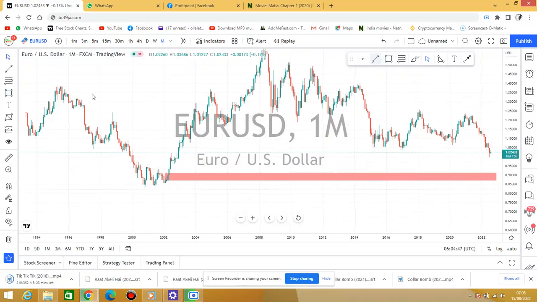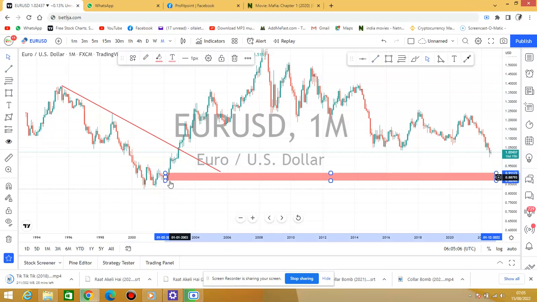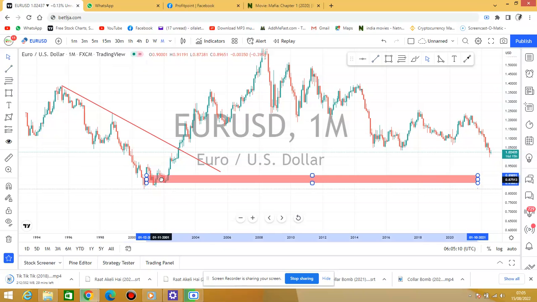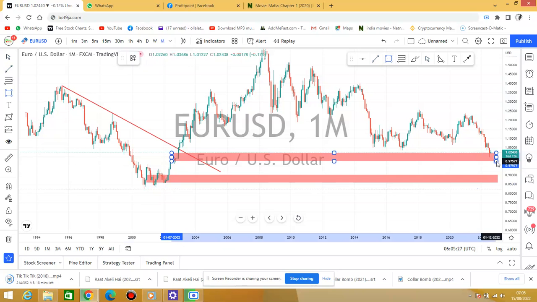Based on history, price broke this trend line. This here should be the retest. But based on what everybody read on PDF, you can see the way price reacts to this one.